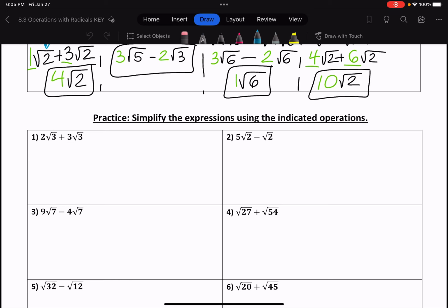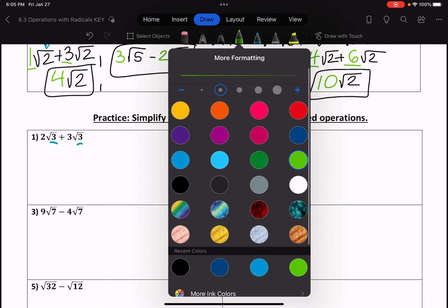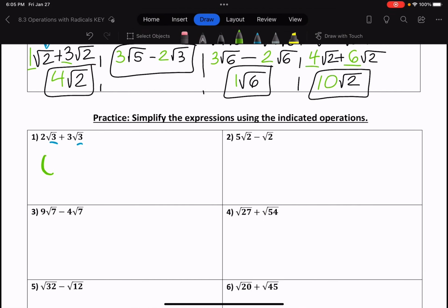So I've got 2 times the square root of 3 plus 3 times the square root of 3. They both have a radicand of 3, which means they are like radicals. So all I have to do then is combine my coefficients of 2 plus 3. So I'm going to have 2 plus 3 multiplied by that same square root of 3. And I know that 2 plus 3 is 5. So that's going to yield 5 square roots of 3 as our simplified version.